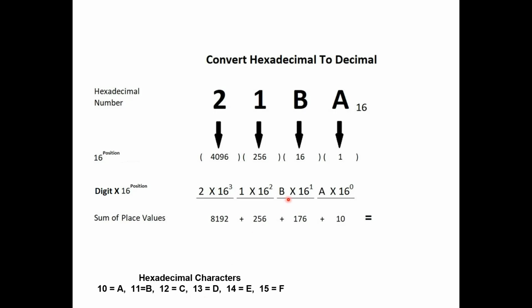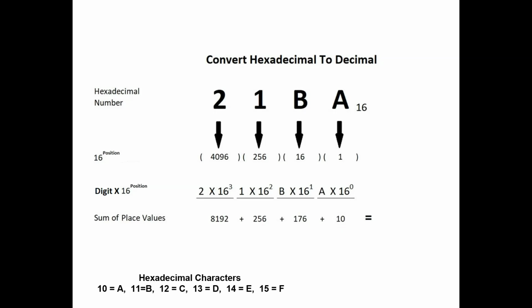B is 11. So that is 11 times 16 to get 176. And A times 16 to the power of 0, A is 10. So 10 times 1 is 10.